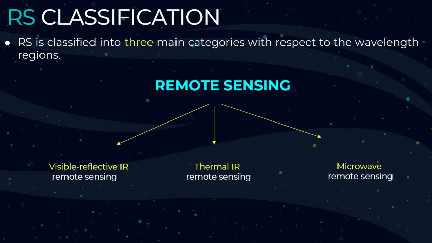Remote sensing classification. Remote sensing is classified into three major types with respect to the wavelength regions. They are visible and reflective infrared remote sensing, thermal infrared remote sensing, and microwave remote sensing. Let's move on.